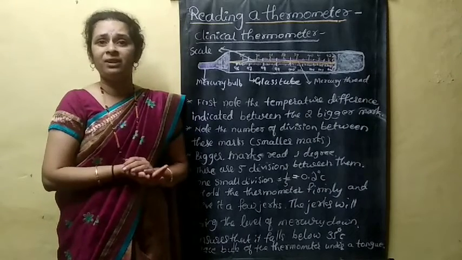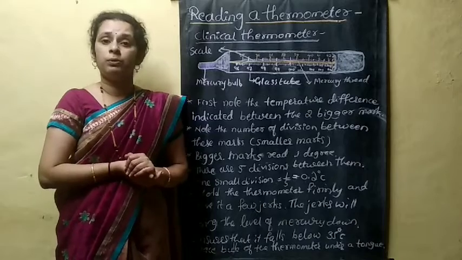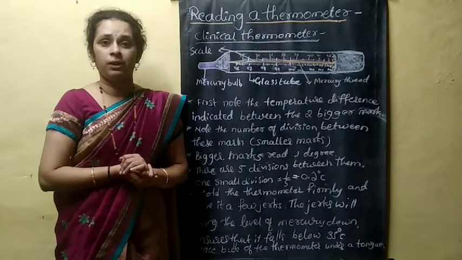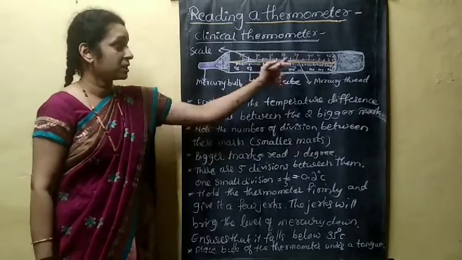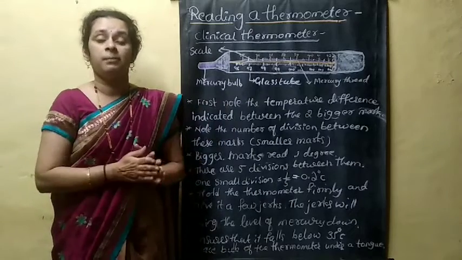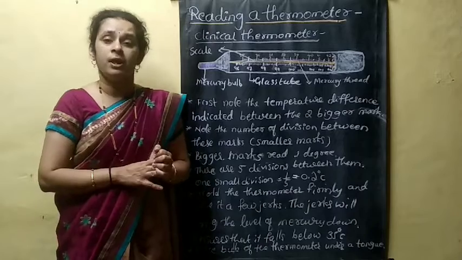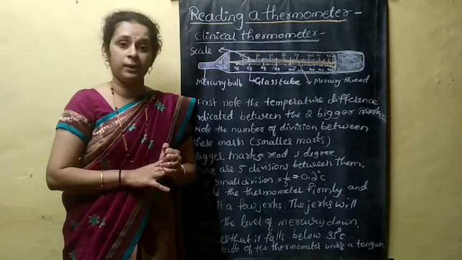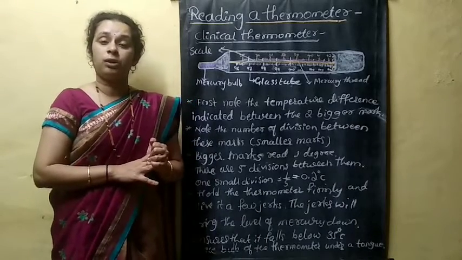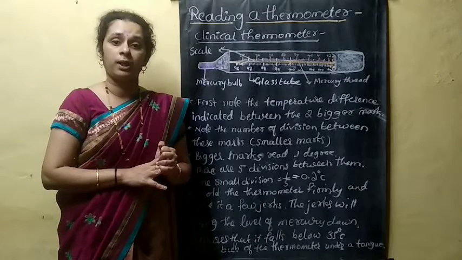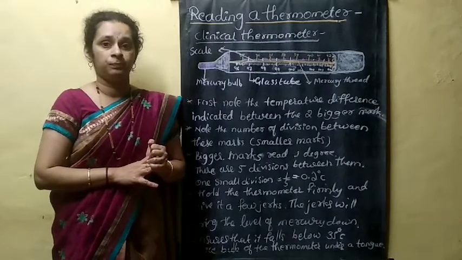I think you have a clinical thermometer at home. You can check it and see how the scales are marked. You can refer to that, and you have to draw the diagram of a clinical thermometer. It is very important. Draw it, and you have to write the explanation. I will give you that explanation.